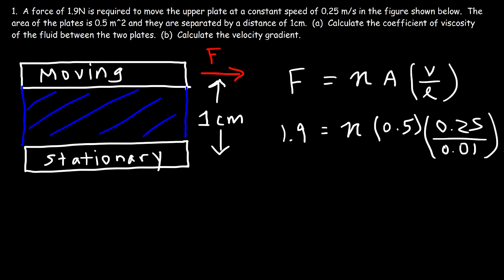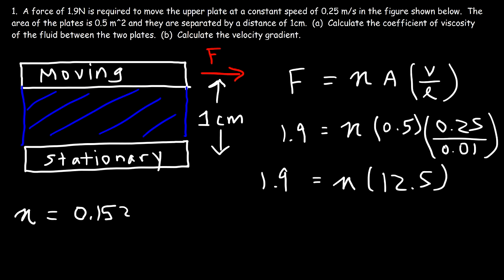So 0.25 divided by 0.01 times 0.5. So on the right side, that's 12.5. So what we need to do is take 1.9 and divide it by 12.5. So the coefficient of viscosity is 0.152 pascals times seconds. So that's the unit for the coefficient of viscosity.